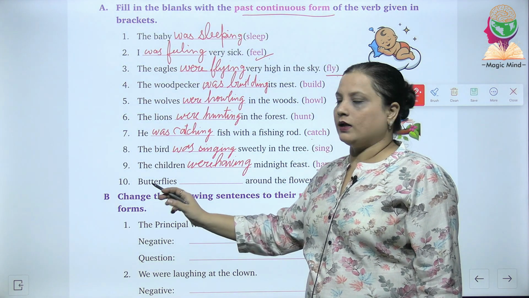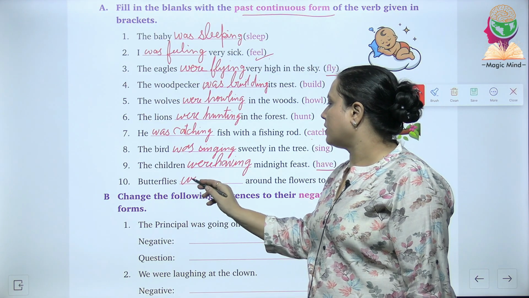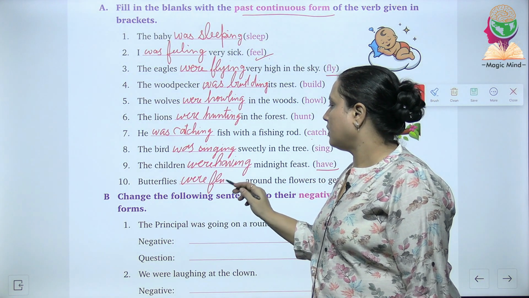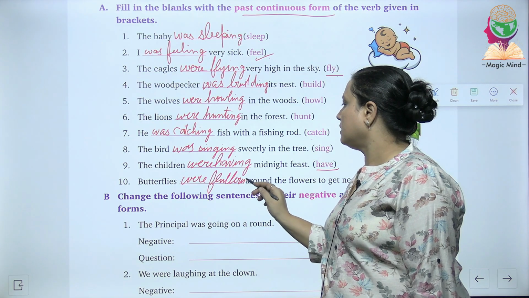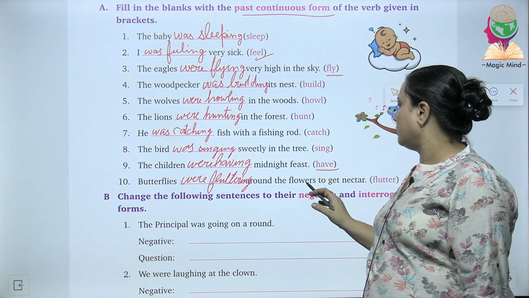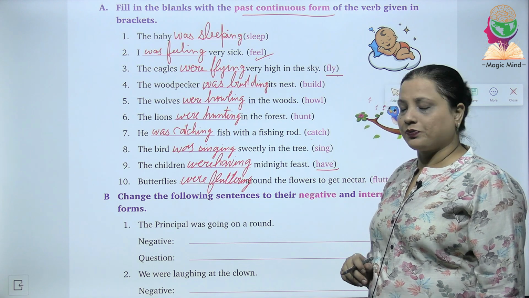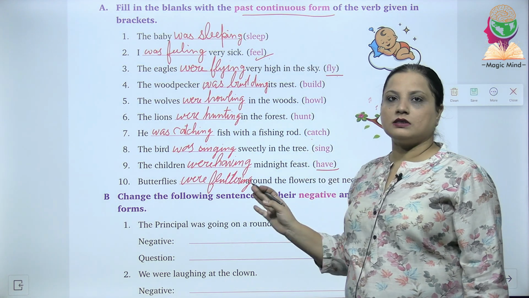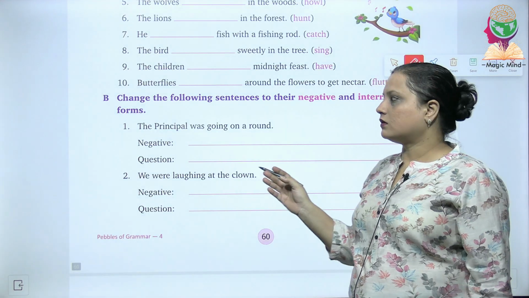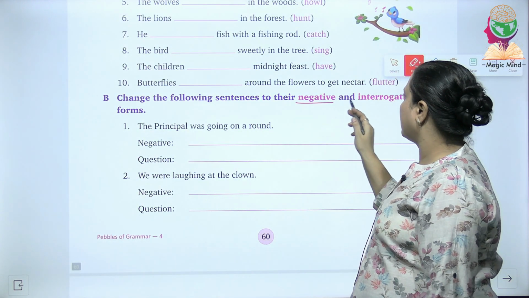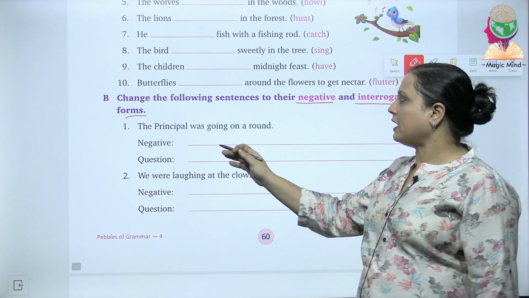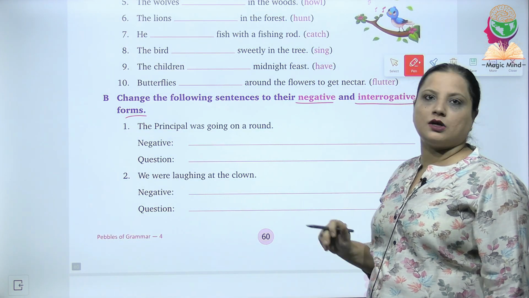Then the 10th one, butterflies, again we will write here were, flutter. So we will write here fluttering. F-L-U-T-T-E-R-I-N-G. The butterflies were fluttering around the flowers to get nectar. Now, since question number A is now finished, let's now do the B question. The B question says that change the following sentences to their negative and interrogative forms. The assertive form has been given to you. We have to change it into negative as well as interrogative form.